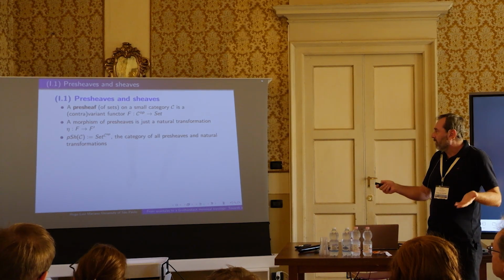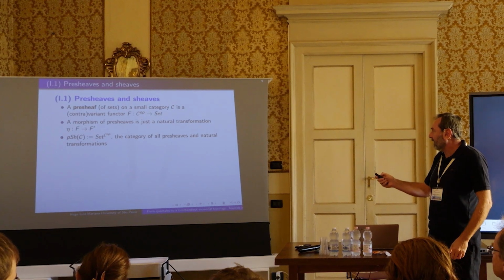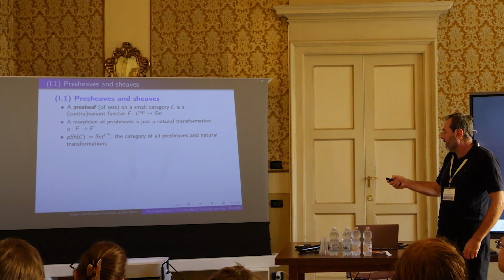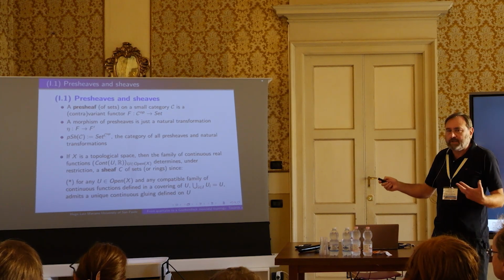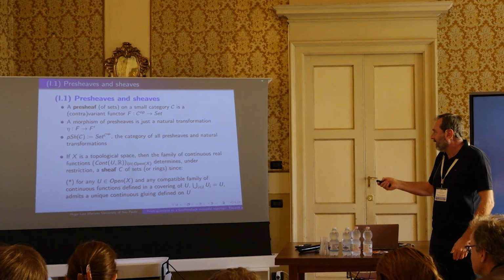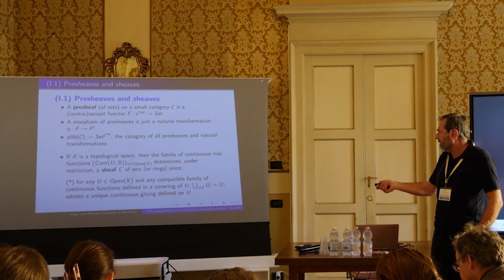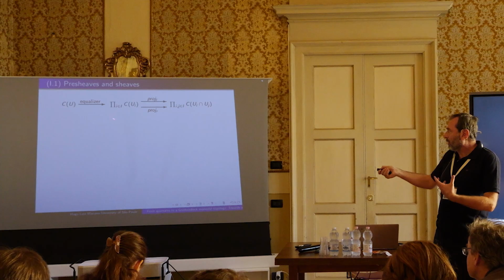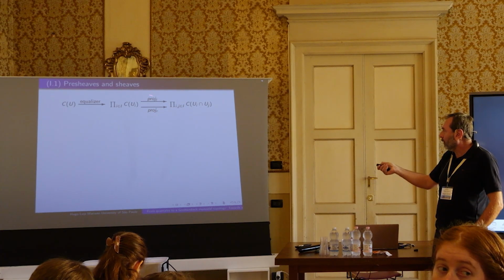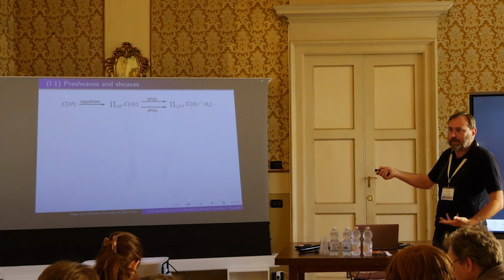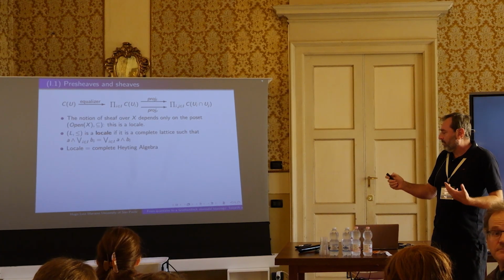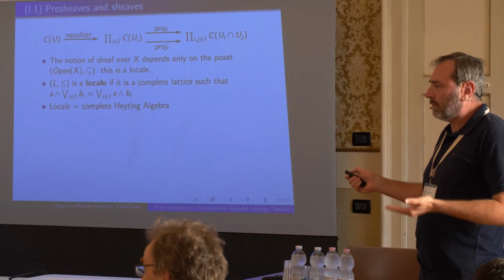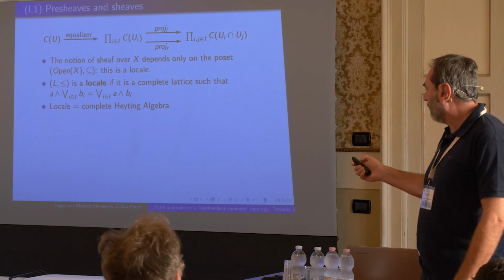So, a presheaf is just a contravariant functor. Morphisms of presheaves are natural transformations. We have the category of presheaves. A sheaf over a topological space, we all know what it is. This can be represented, encoded by this equalizer diagram for each covering. We know that this depends only on the poset associated to the open sets of a topological space.